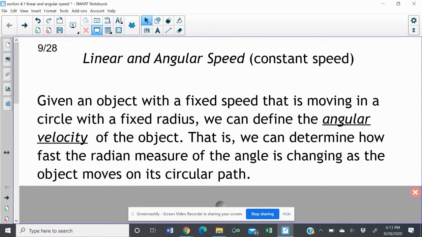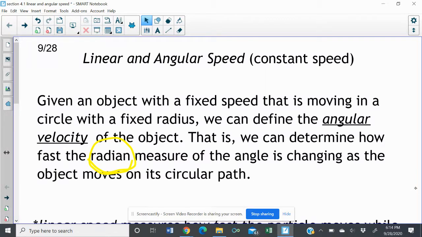It's a little strange, but given an object with a fixed speed that is moving in a circle that has a fixed radius, you can define the angular velocity. Speed is velocity of the object. That is, we can determine how fast the radian measure of the angle is changing as the object moves on its circular path. So the important piece here is the radian measure. Okay, so again, remember how we were talking about arc length and area of a sector, that it was in radians? This thing is still holding true.